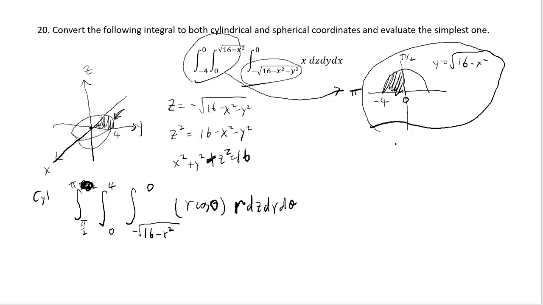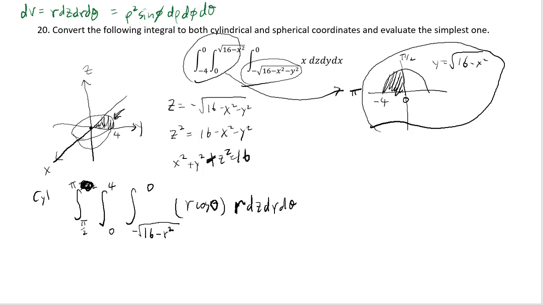Okay. So remember, you need to know the following two formulas. Maybe I'll write right here. dV is r dz dr d theta, and in spherical it's rho squared sine phi d rho d phi d theta. Okay, so that's your cylindrical coordinates.